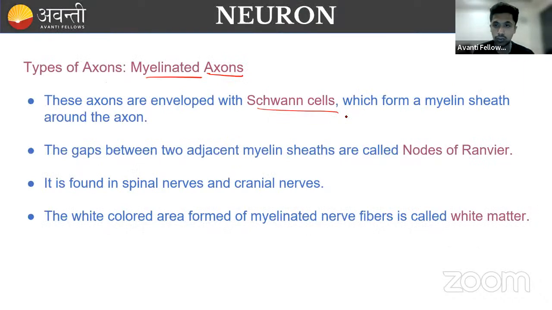Okay. That is called the nodes of Ranvier. So where are these myelinated neurons found? They are found in spinal nerves as well as cranial nerves. Because of the presence of myelin, these nerve fibers appear white, so they are known as white matter. If they don't have a myelin sheath, they start appearing gray, so they are called gray matter.